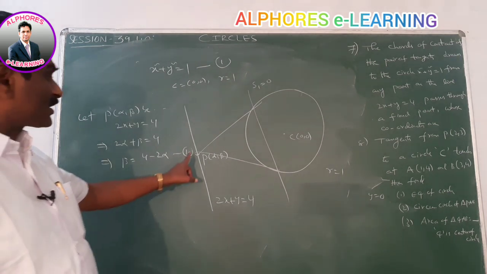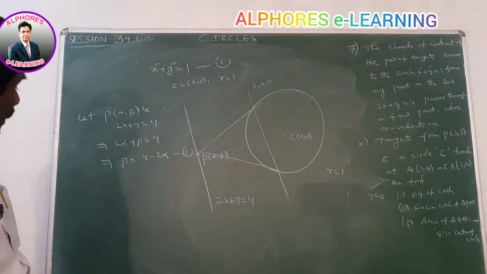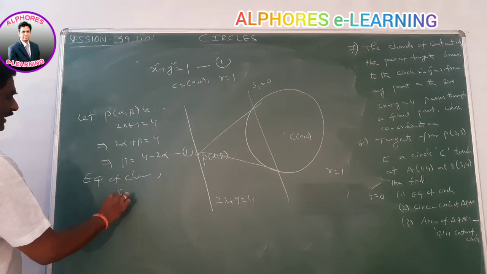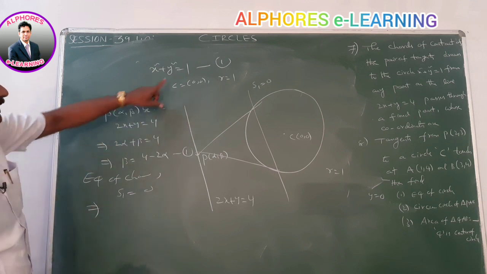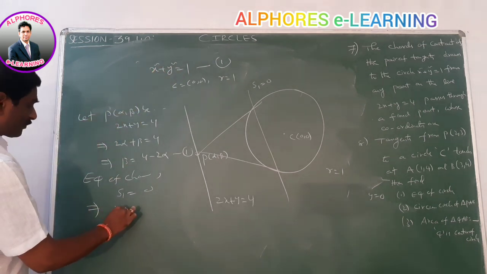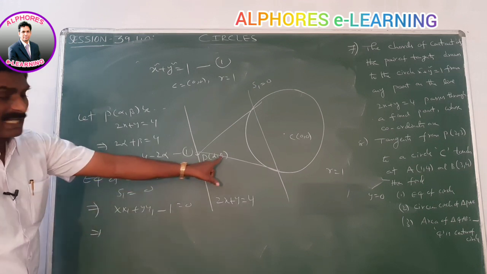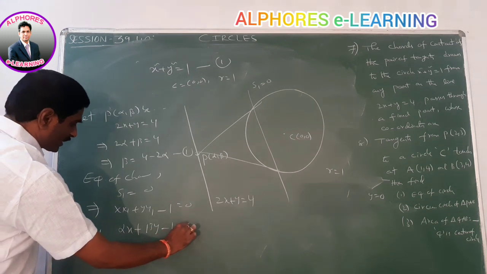Now the equation of the chord of contact of P with respect to this circle is S1 equals 0. What is S1? x x1 plus y y1, here g and f values are 0, so x x1 plus y y1 minus 1 equals 0. x1, y1 is nothing but alpha, beta. That means alpha x plus beta y minus 1 equals 0.